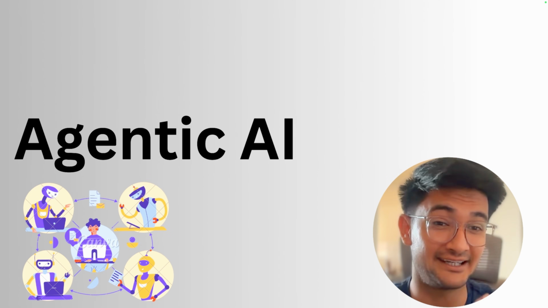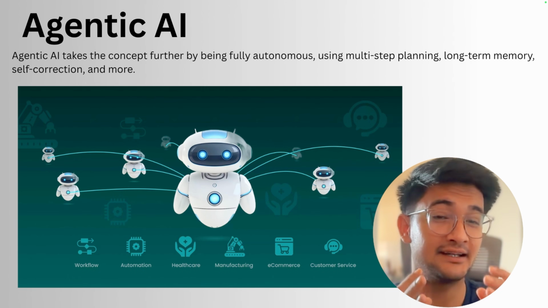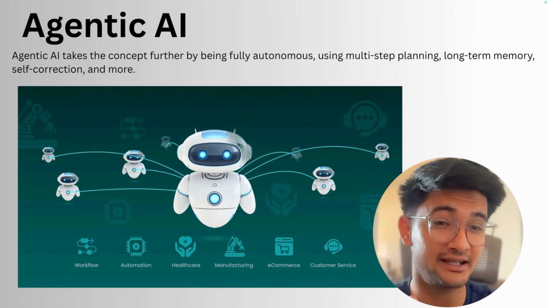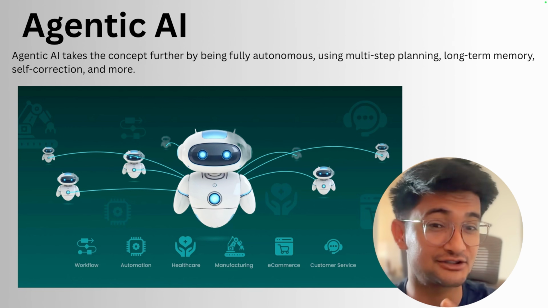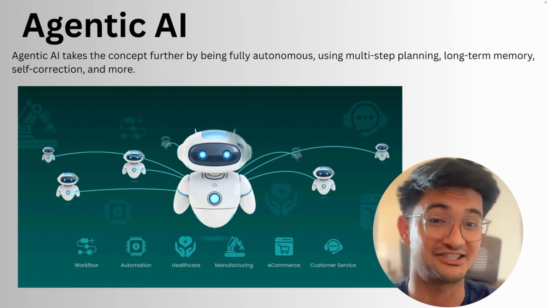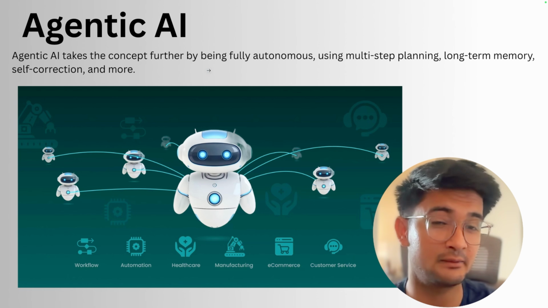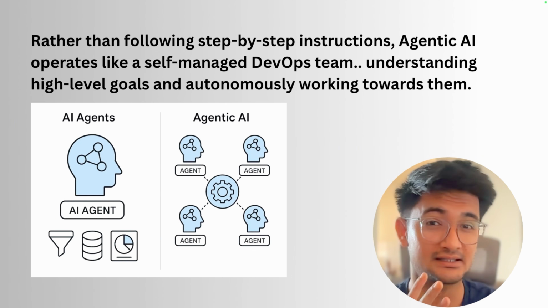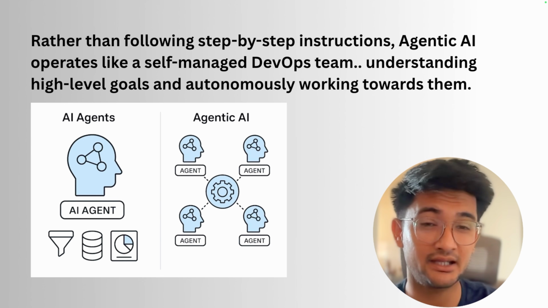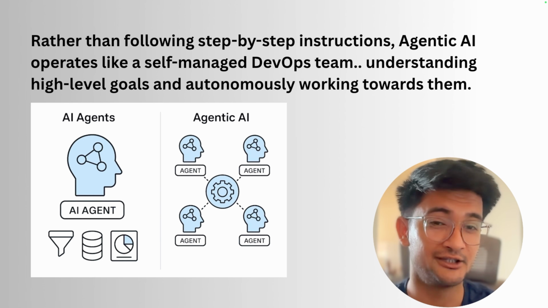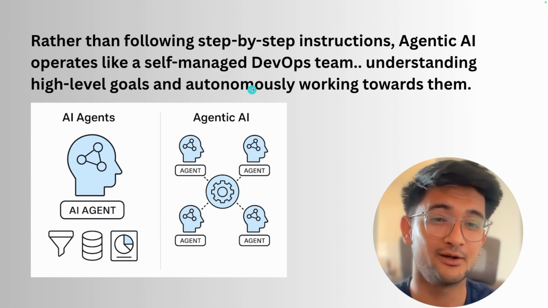So you should use Agentic AI. Agentic AI is more advanced and takes the AI agent concept further by being fully autonomous, which means Agentic AI can work without user instructions for hours or even for days until the task is achieved. It also uses multi-step planning by understanding the complete goal and breaking it into small pieces. It has long-term memory, and also self-correction, which means if there are any issues, Agentic AI will solve them. Now, unlike an AI agent, rather than following step-by-step instructions, Agentic AI operates like a self-managed DevOps team, understanding the complete goal and doing things on its own. So it understands the high-level goal and autonomously works towards it.